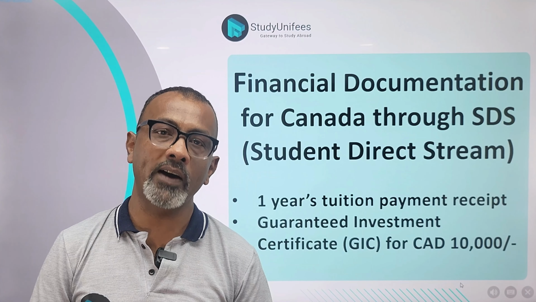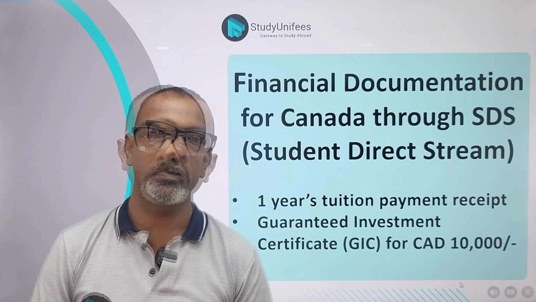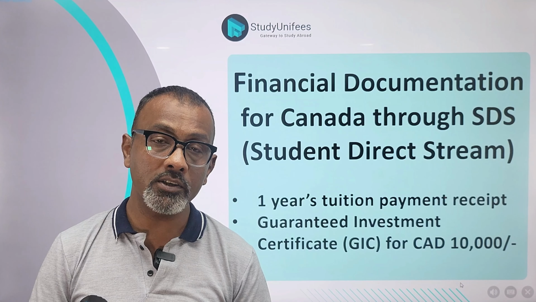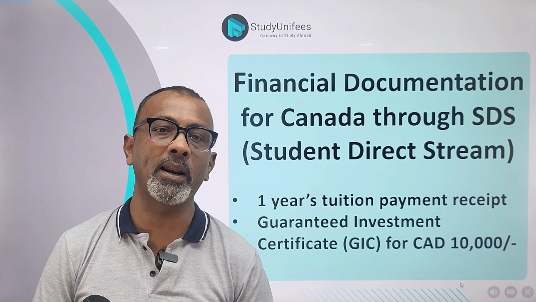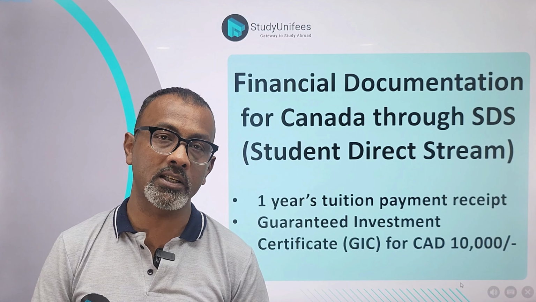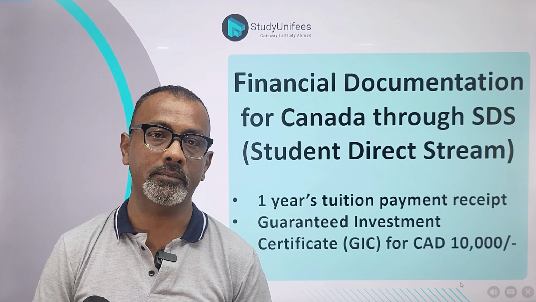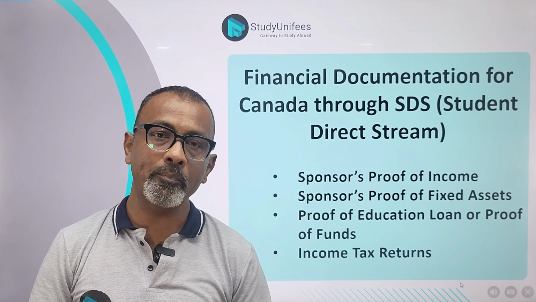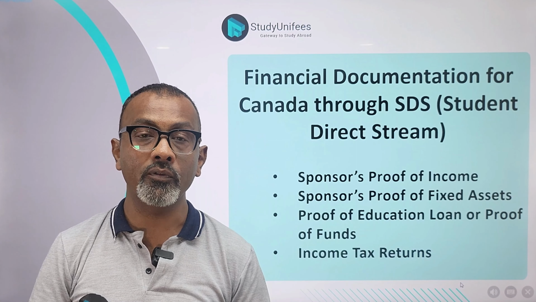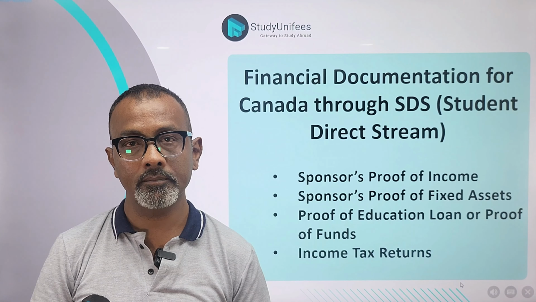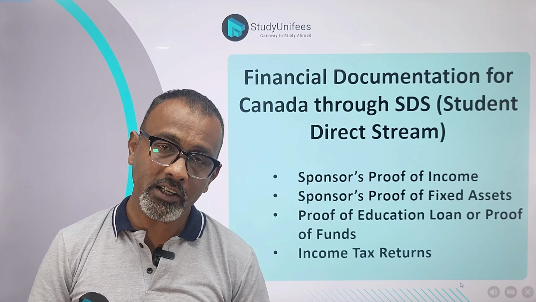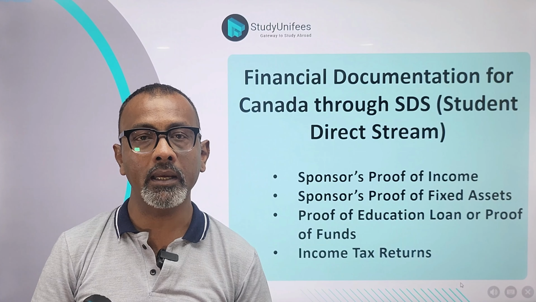Now let's talk about the financial documentation for Canada. If you're applying for Student Direct Stream or SDS, include 1 year's tuition payment receipt at the time of applying for a visa. In addition to this, include your guaranteed investment certificate for Canadian dollars 10,000, along with 1 year's tuition payment receipts and your GIC. Also include concrete proof of your sponsor's proof of income. Also include documents that verify that your sponsor has fixed assets such as land, building, and property.